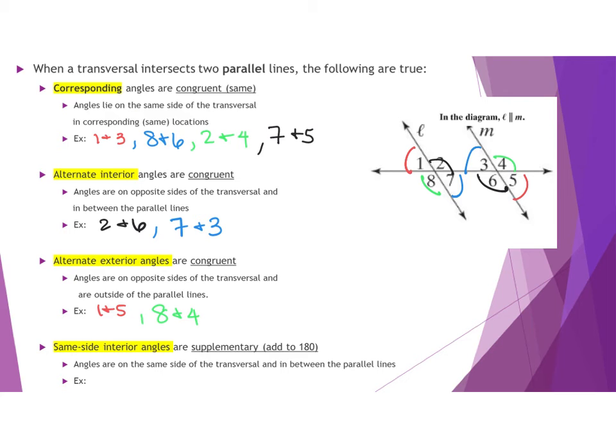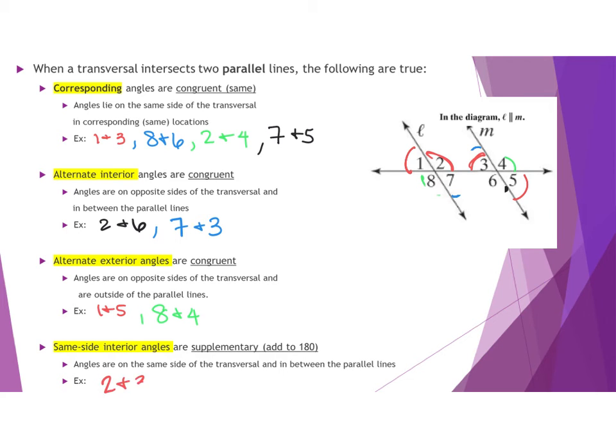And the final property that I have is what we call same side interior angles. The same side interior angles are said to be supplementary, which means that they add up to 180 degrees. And these are the angles that are on the same side of the transversal and in between parallel lines. So to look at this, that would be like angles 2 and 3. So these are supplementary.